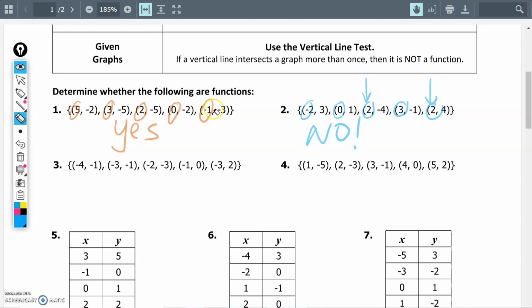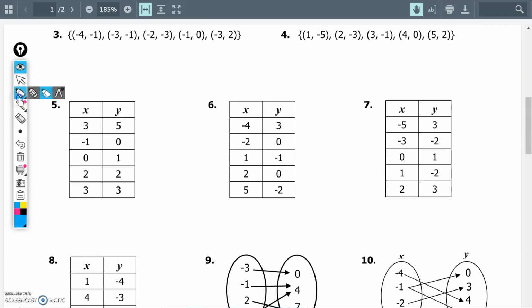You can even look at a table and identify whether a relation is a function. Let's look at number 5. Are there any repeats here? Yes, there's repeats. So you'd say no, not a function.